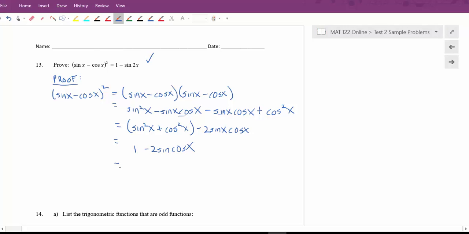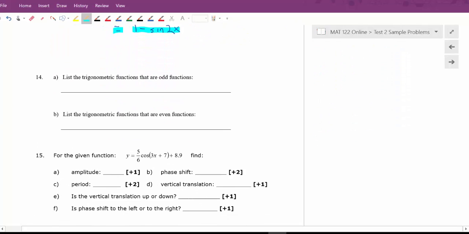Okay. Now, the other thing you've got to see is you would have to know that 2 sine x cosine x is the same as sine of 2x. Okay, so you just now get 1 minus sine of 2x. Okay, so that's the proof. Again, you wrote a side, you wrote equal signs, you did equals for equals, you got the result. That is a perfect proof.